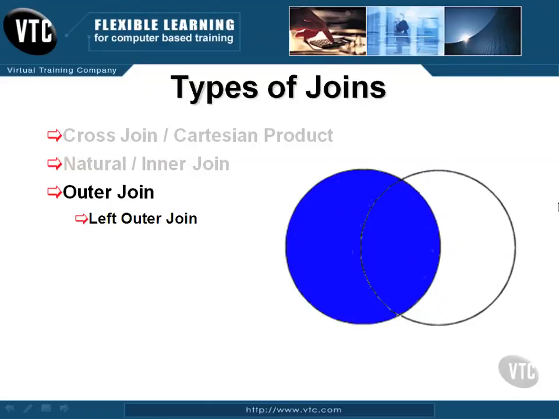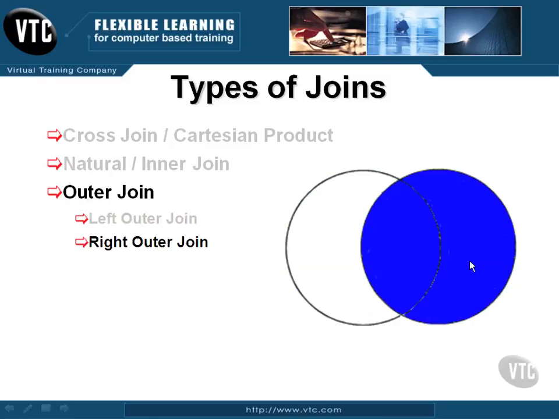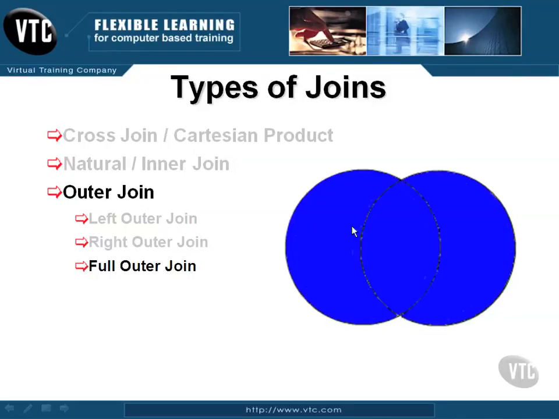An outer join is the intersection plus information that is in one table and not in the other. So in this case we have the intersection plus the left outer join, which is all the stuff in the table on the left that is not in the table on the right. Similarly, a right outer join includes the intersection plus all information in the right table that is not in the left table. A full outer join includes the intersection plus everything on the left and everything on the right. Everything on the left not in the right, everything on the right not on the left.